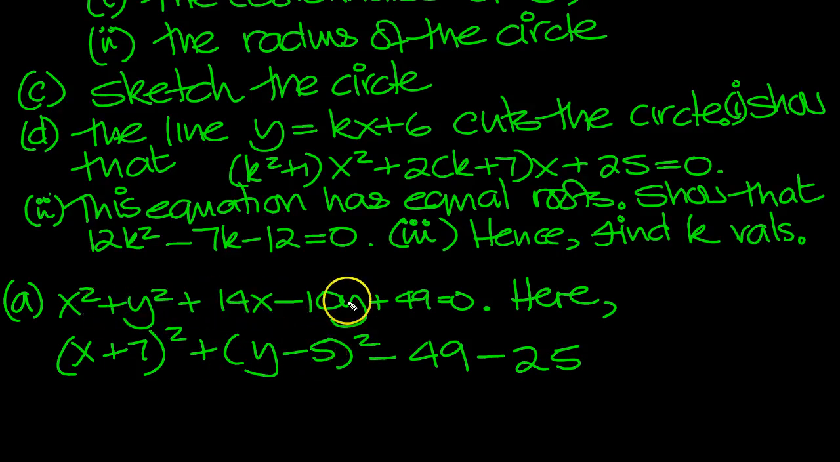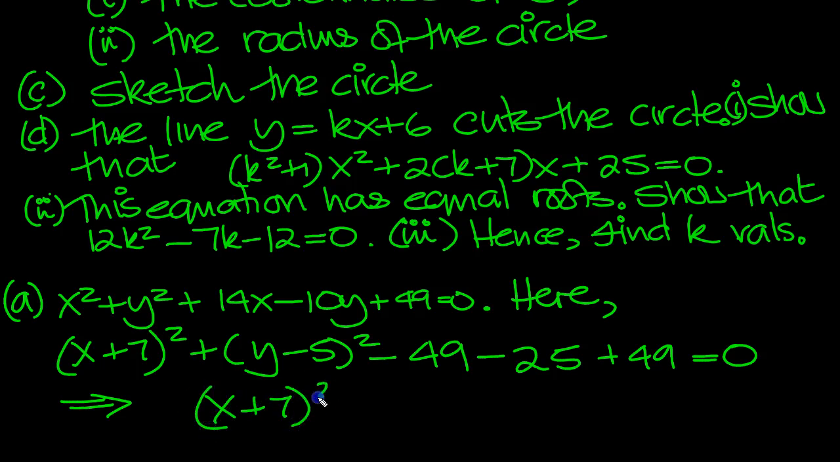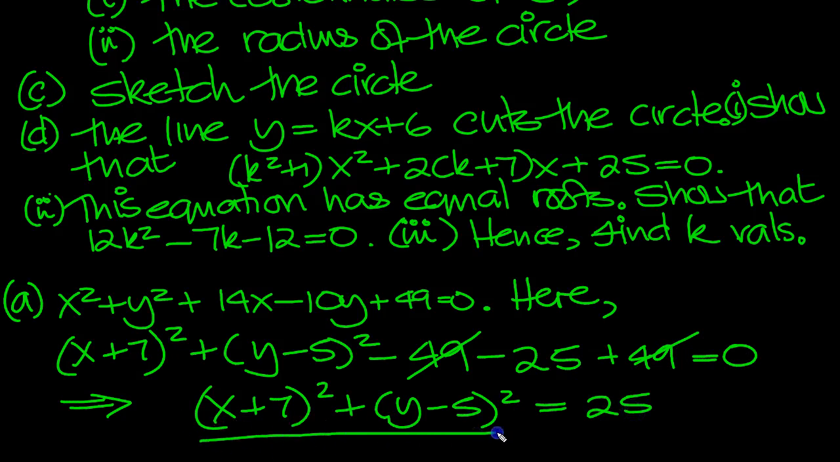So that's these four terms taken care of. We've also got a plus 49 here. So we're nearly there. So that tells us x plus 7 squared plus y minus 5 squared. Now this cancels with that, and move the 25 over. So we have our equation of the circle. So that's part A.